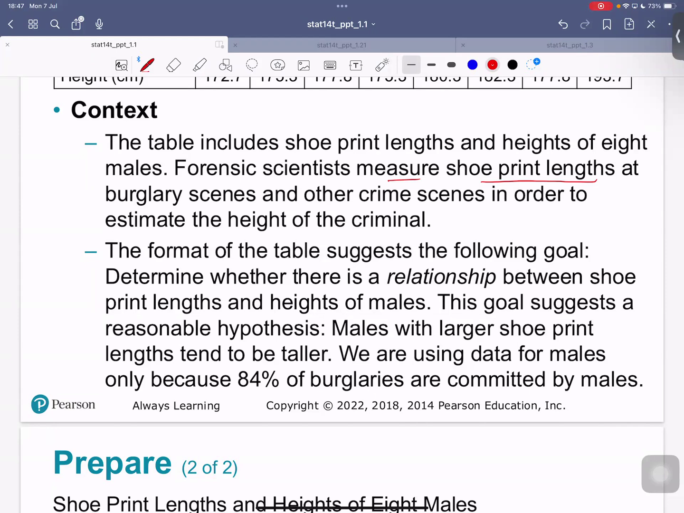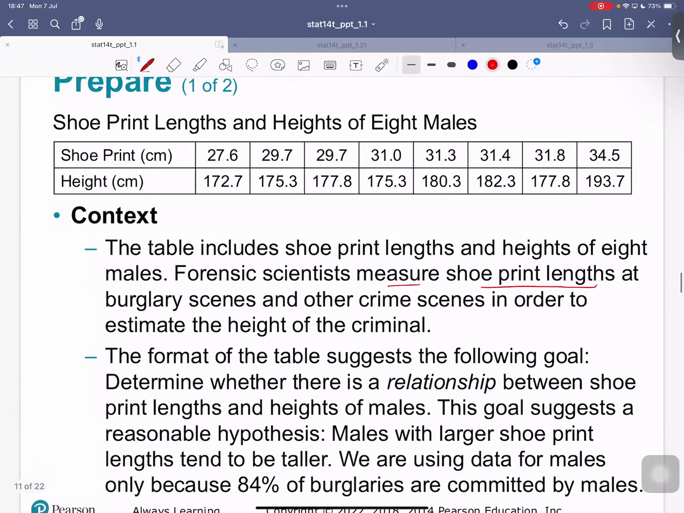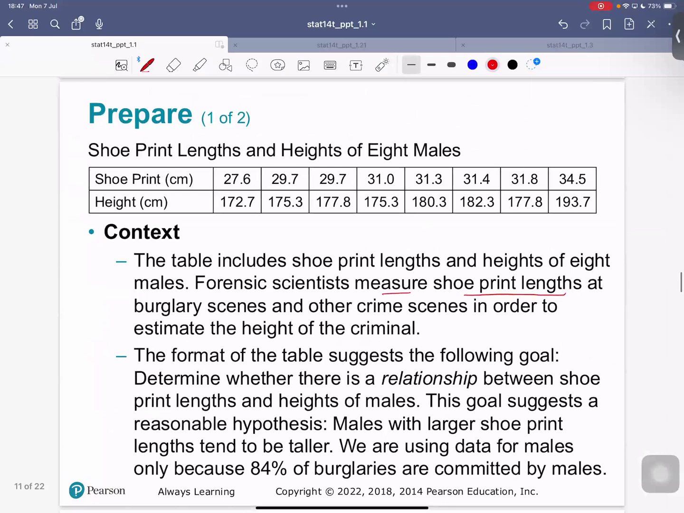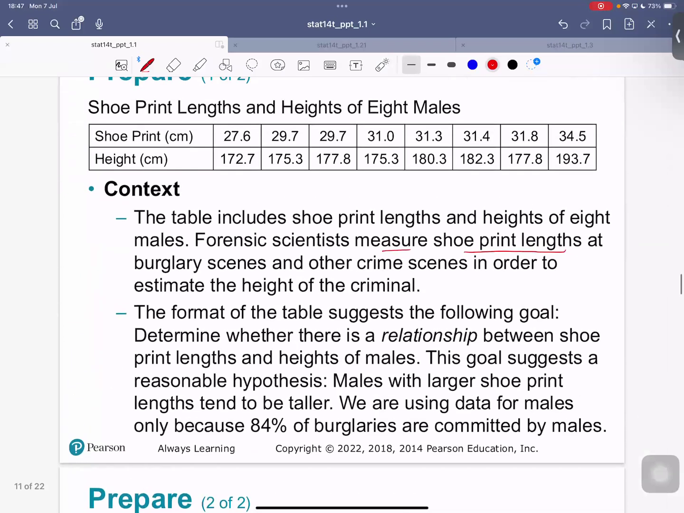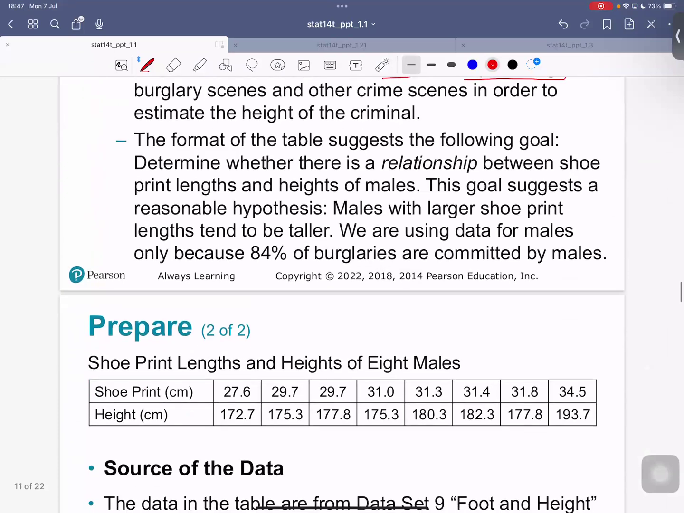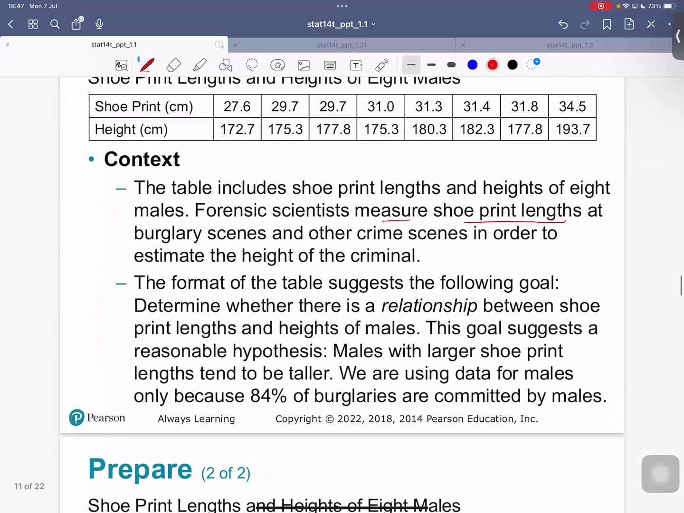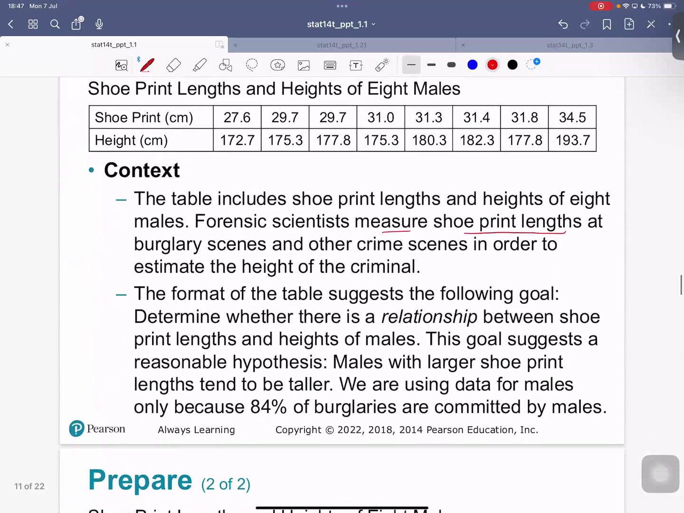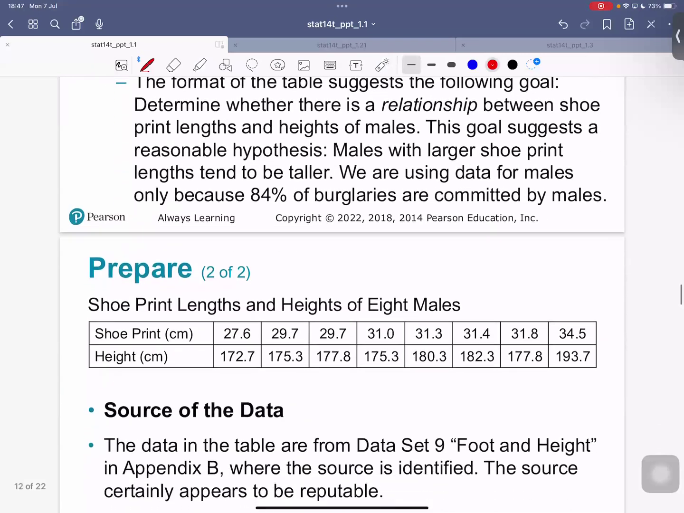84% of burglaries are committed by males. This is like discrimination, huh? This is just like some data. Just kidding, okay? Well, they summarize data, analyzing data, and make the conclusion. Prepare. Okay, so this is the preparation.